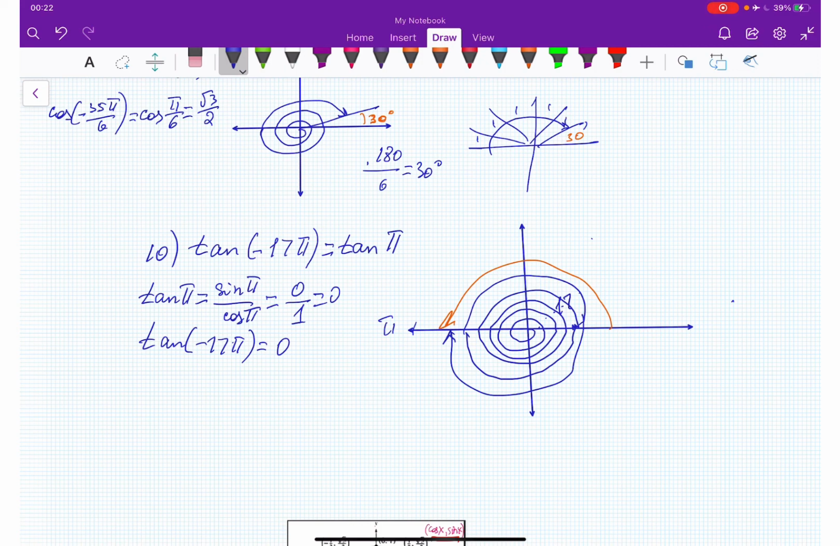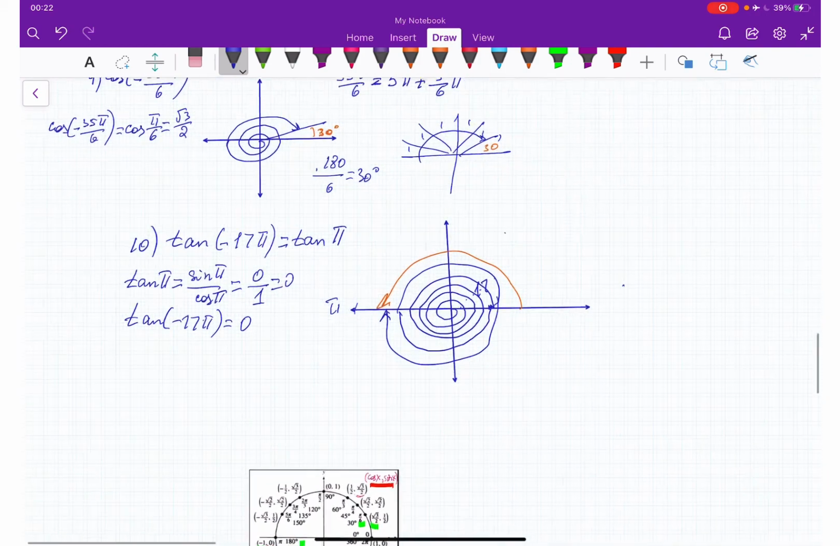Okay, the next one is going to be the same thing, a similar tangent, negative 5 pi tangent, so I'm not going to do it. This is plenty, so I hope you understood.